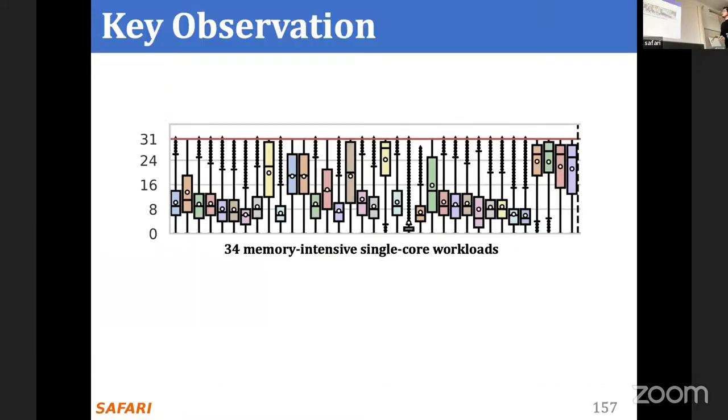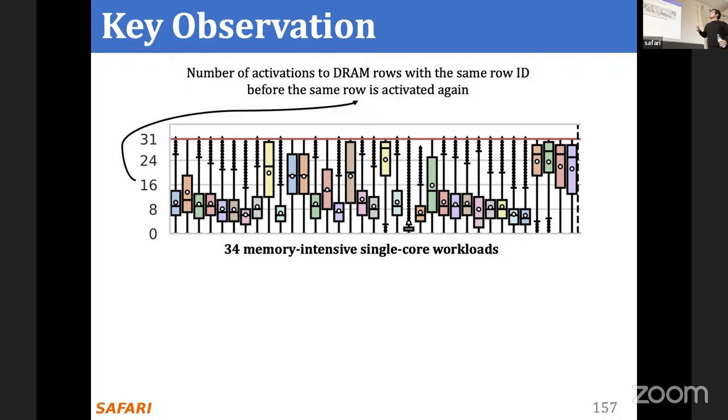The key observation we make in this paper is this: I'm showing you, well, I have an animation bug, but this plot shows on the x-axis 34 different memory intensive single core workloads, so 34 different boxes here. The y-axis is slightly complicated, but it's the number of activations to DRAM rows with the same row ID before the same row is activated again. I talked about how we overlap the latency of activating rows in one bank with the latency of activating a row in the other bank. So we have row X in bank zero. If you access that, this plot shows it's very likely that you will access row X in many other banks before you access row X in bank zero again. The y-axis goes up to 31 because there are 32 banks in total, so the largest number you could observe here is 31.